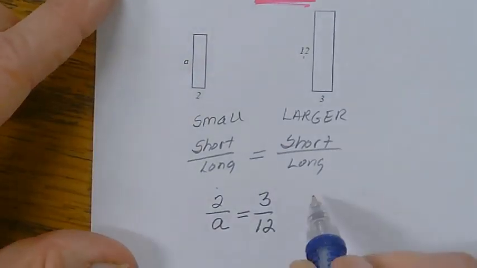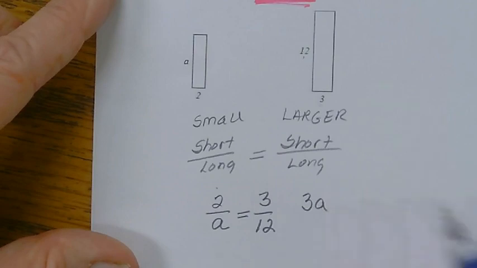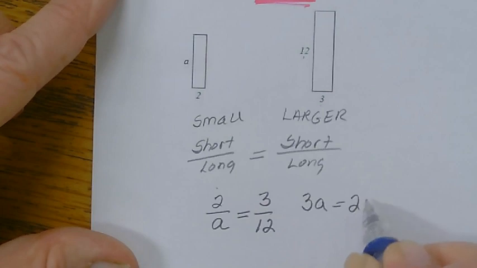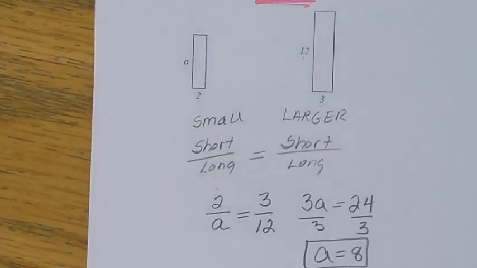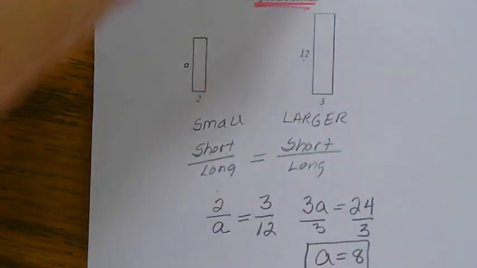Okay, so let's cross multiply. 3A times 2 times 12 is 24. Divide by 3. A equals 8. We can't write a similarity statement here because they didn't name the rectangles. Okay, any questions? Let's look at another one.